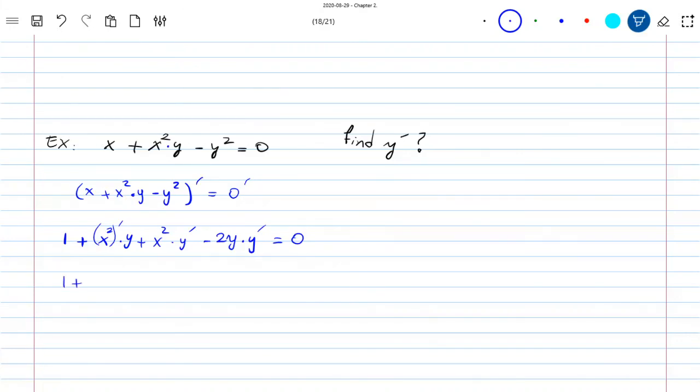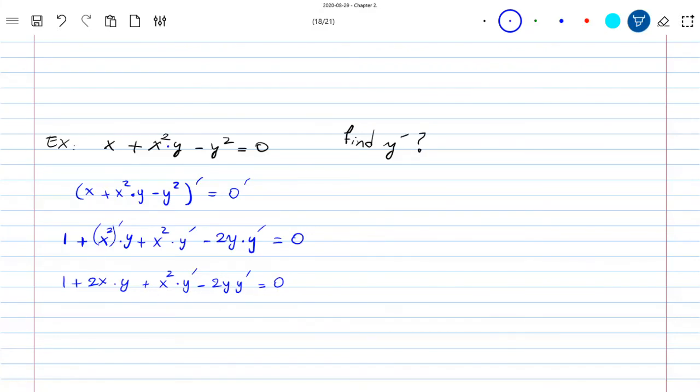1 plus derivative of x squared is 2x. Since we're taking derivative with respect to x, there is no x prime necessity. Times y plus x squared times, what is the derivative of y? We don't know. It's still that y prime, because we're looking for y prime. If we knew what the y prime is, we would write it. The y prime, we don't know the derivative. Minus 2y y prime equals to 0.